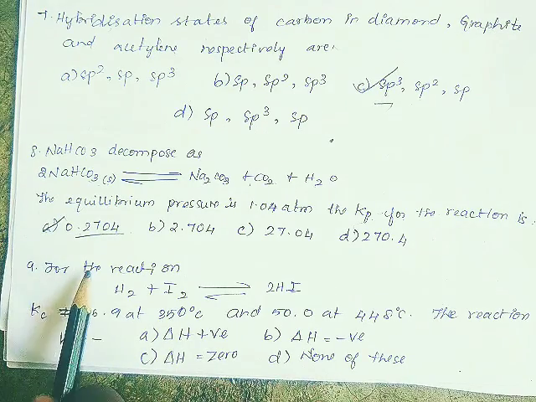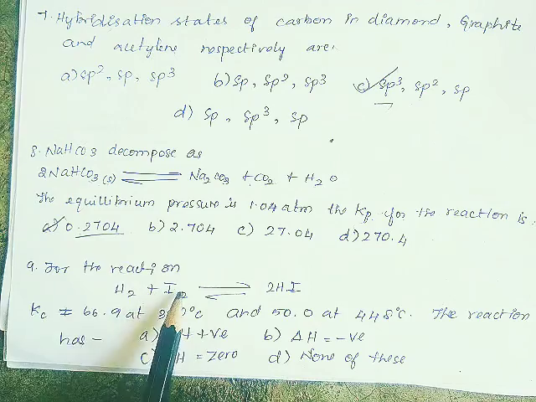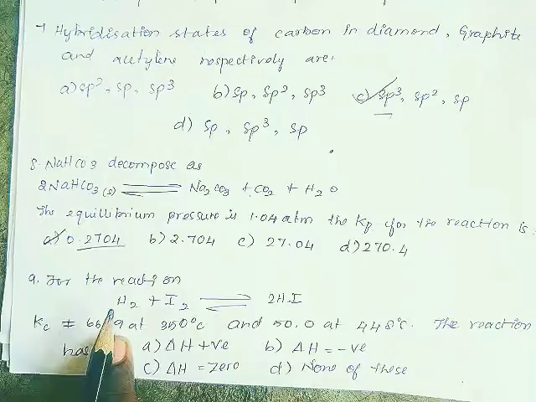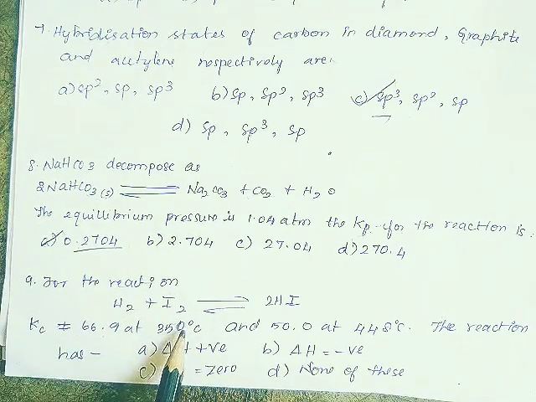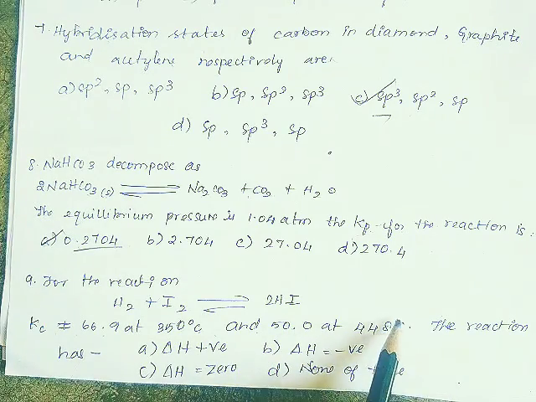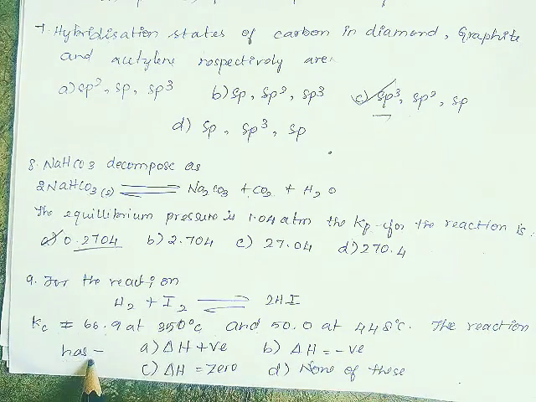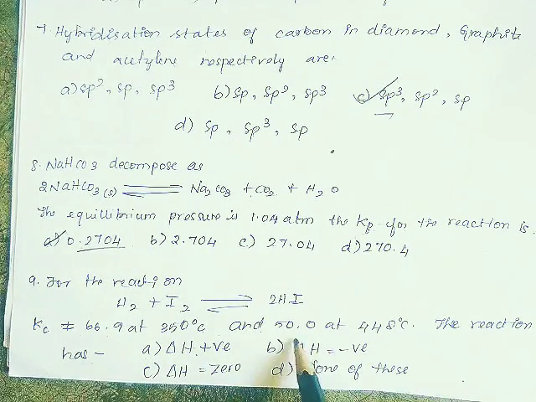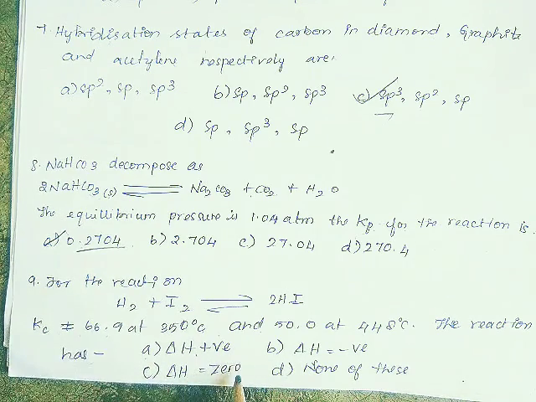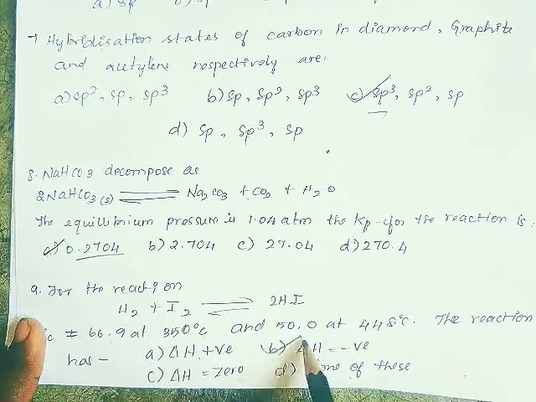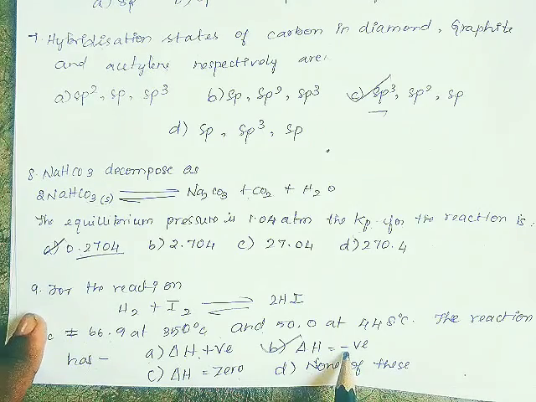Next, ninth question. For the reaction H2 plus I2 gives 2HI, Kc is equal to 66.9 at 350 degrees Celsius and 50.0 at 448 degrees Celsius. The reaction has option A, delta H positive, option B, delta H negative, option C, delta H is equal to 0, option D, none of these, and the correct answer is B, delta H is negative.